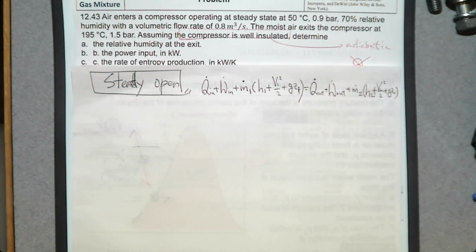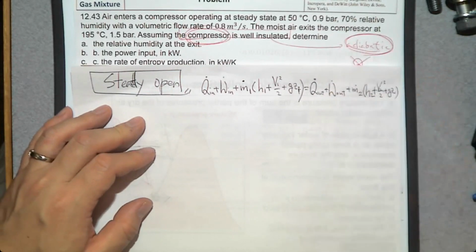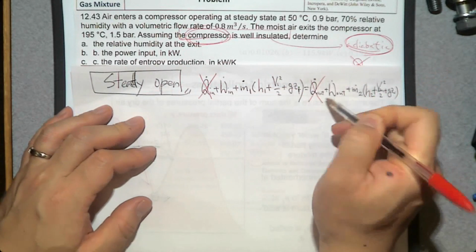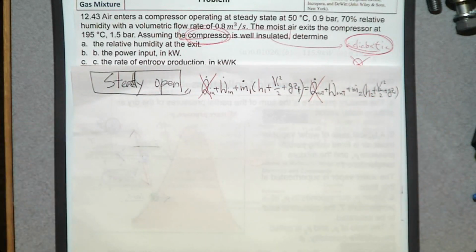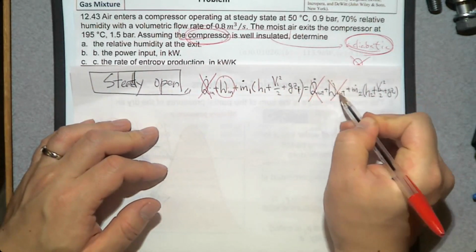This is just the general form. So let's simplify this energy balance equation for this compressor, which is adiabatic. So it's an adiabatic compressor, so there's no Q. And it's a compressor. Does it produce work or does it consume work? A compressor consumes work. So there's W in, and it doesn't produce work.